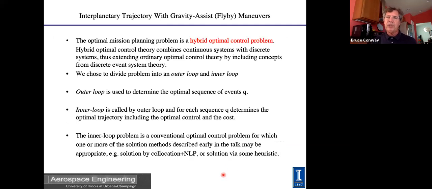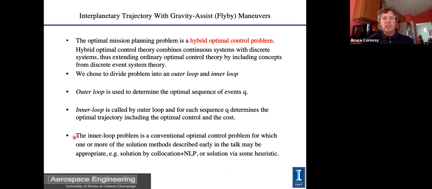This is referred to in control theory as a hybrid optimal control problem. That is to say, there are a number of discrete parameters that the solution depends on, and then there are continuous parameters like the radius, the azimuthal angle, in the earlier terms, the r, the theta, the v sub r, the v sub theta, and so on.